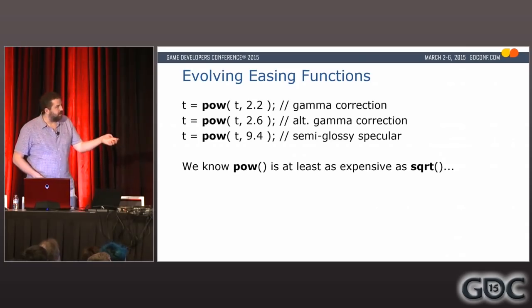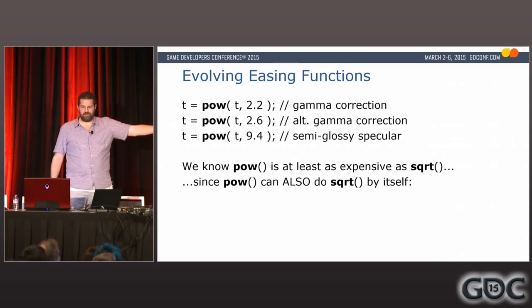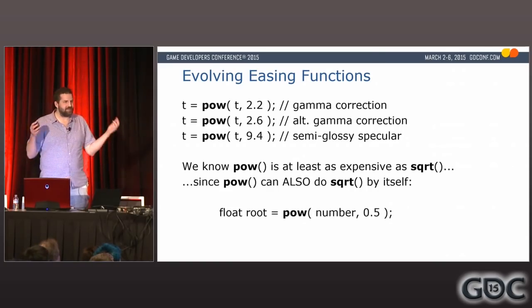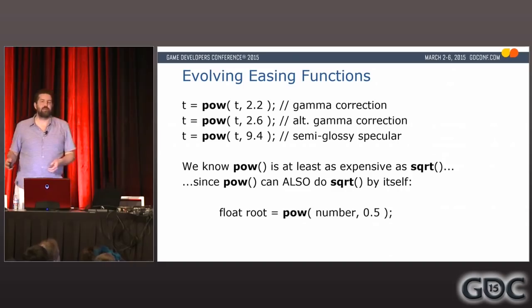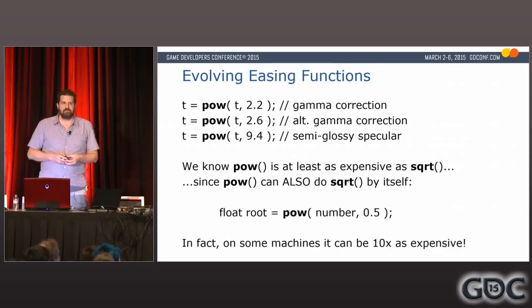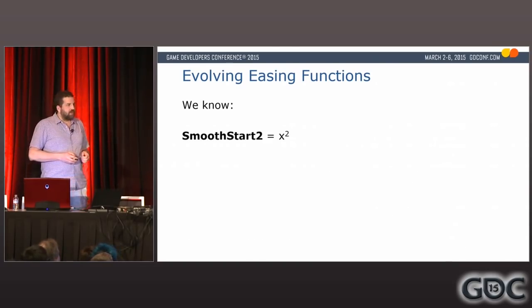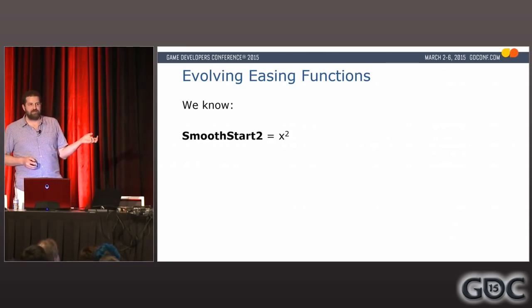Well, obviously, pow is slow, right? How slow is it? Well, it's guaranteed to be at least as slow as square root because it can do square root, right? And you can raise something to the 1/2 power. So by definition, it must be at least as slow. In practice, on my machine, it's 10 times slower, like 200, 220 cycle latency. Okay, so can we hack that?